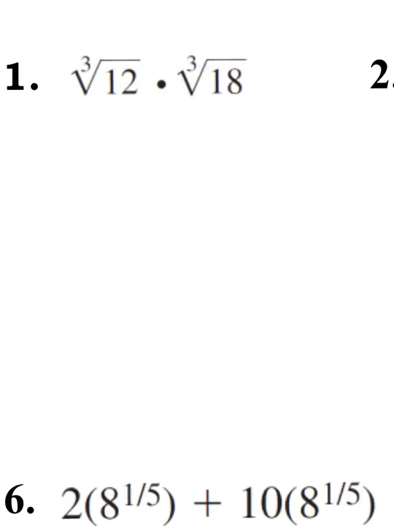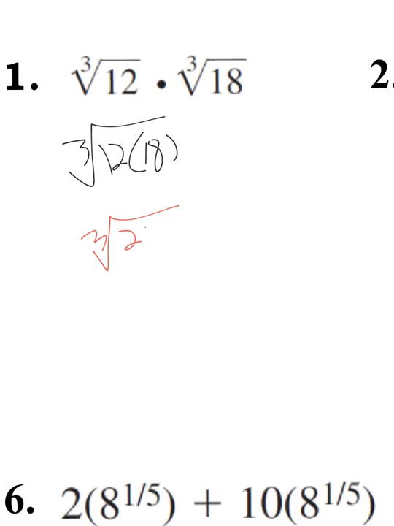So moving on to the next section, these are properties of radicals. If you have the same radical, I'm doing the third root of each number, then you can multiply. You can do this as the third root of 12 times 18, and 12 times 18 equals 216. So I can rewrite this as the third root of 216, and I know the third root of 216 is 6. So that's all there is to that.